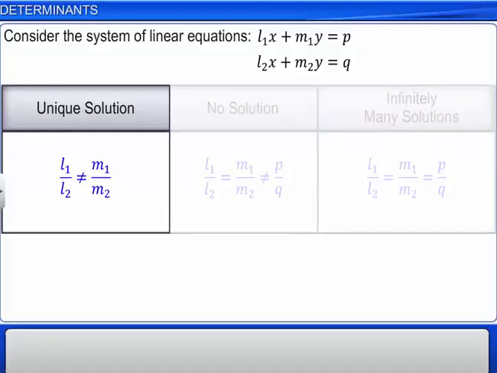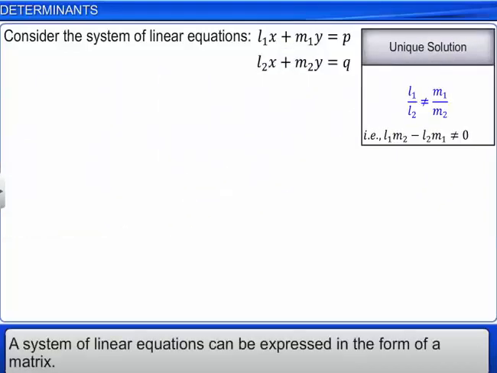The given system of linear equations will have a unique solution if L1 upon L2 is not equal to M1 upon M2. That is, if L1 into M2 minus L2 into M1 is not equal to 0, then the system will have a unique solution.